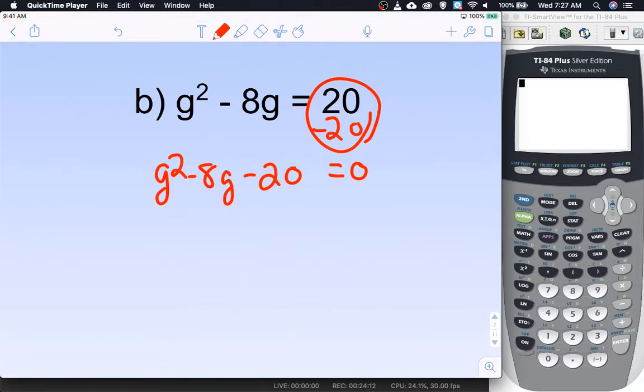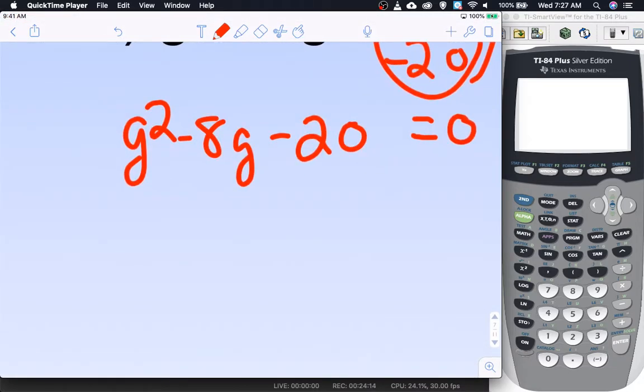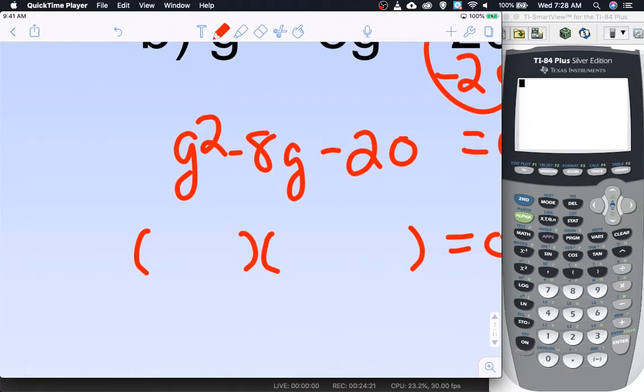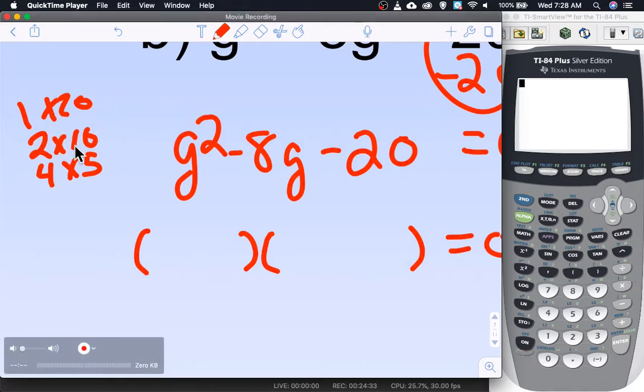Everything's on one side, equals 0. I'm going to list my factors of 20 off to the left because I have space there. So that'd be 1 times by 20, 2 times by 10, 4 times by 5. Looking at those, I'm getting a feeling about 2 and 10. 2 and 10 can make an 8. It's the only one of these that could make an 8. So I'm pretty sure it's got to be that.